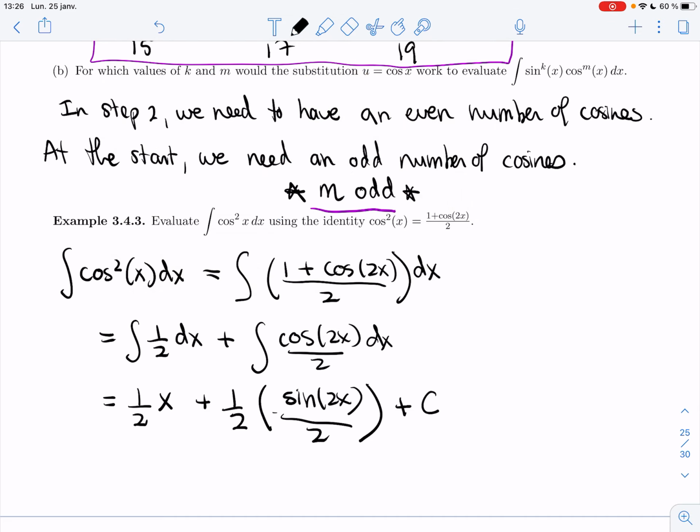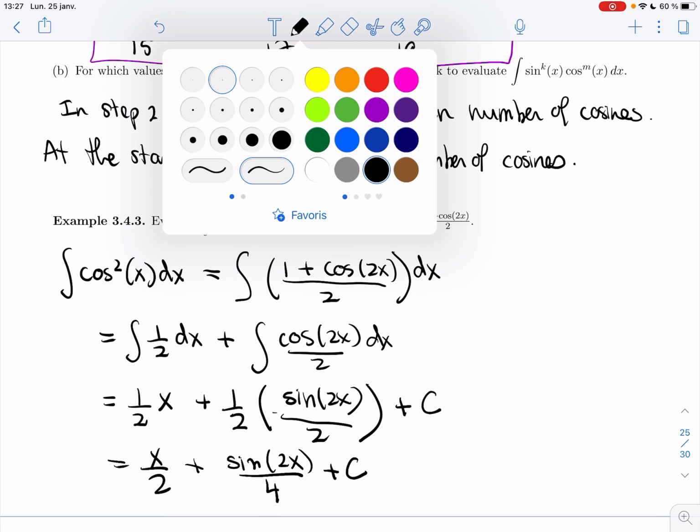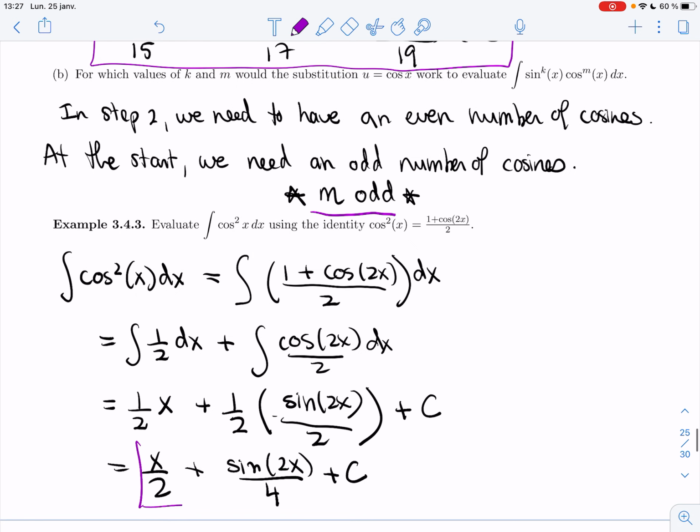Plus c. All right, so what's nice is you go from something that's a product of two cosines, and products and exponents are hard to integrate, and you turn it into something that's a sum and constants. The only hard part is that 2 inside, but that we know how to deal with because of takeaway 1. And so I get x over 2 plus sine 2x over 4 plus c. That is my answer.